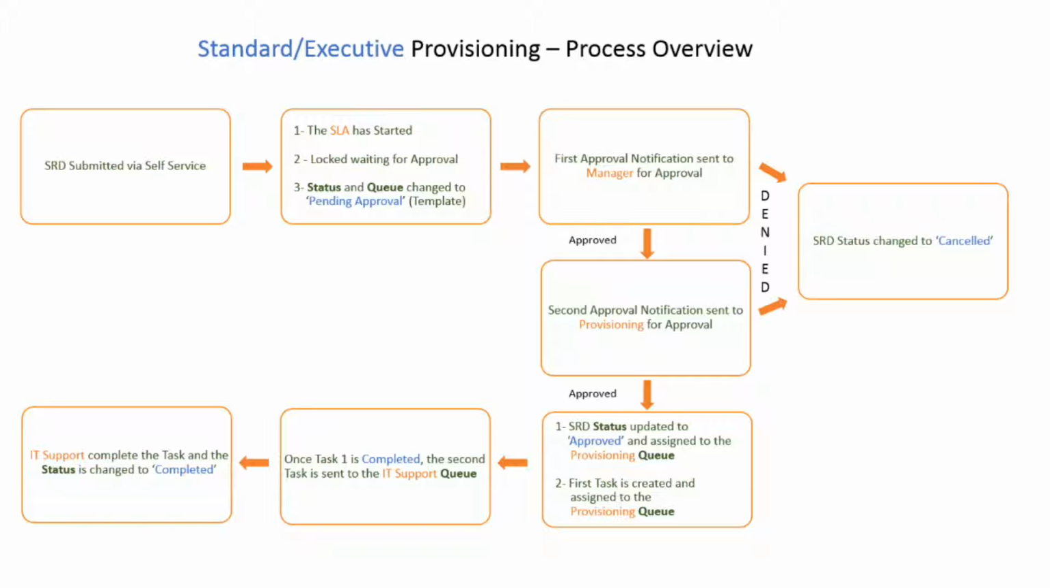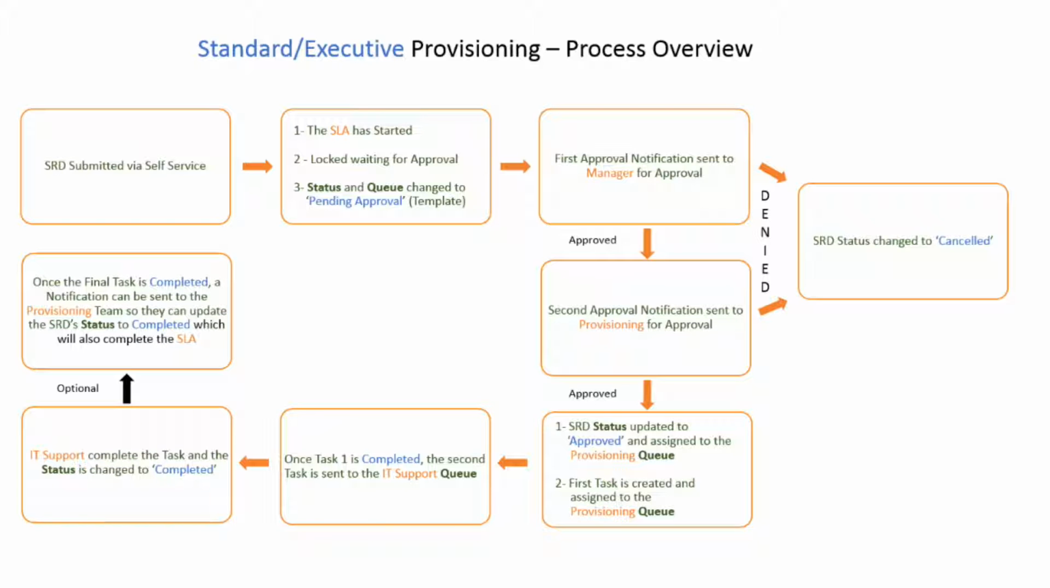But you may want to add an option. You may want to add an automated process so that once that last task is completed, a notification is sent out to the provisioning team so they can update that SRD and change the status to completed, which at that point will complete the SLA. This is an automated process that you can add as opposed to just relying on the provisioning team to monitor a dashboard or monitor their SRD and tickets every so often. This way they get notified, and they can just go ahead and close the SRD.